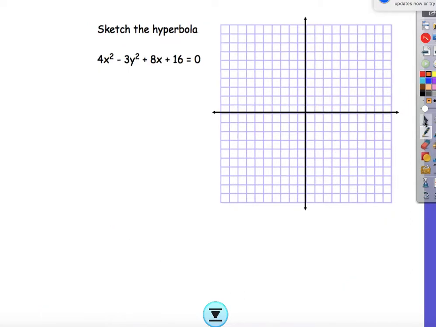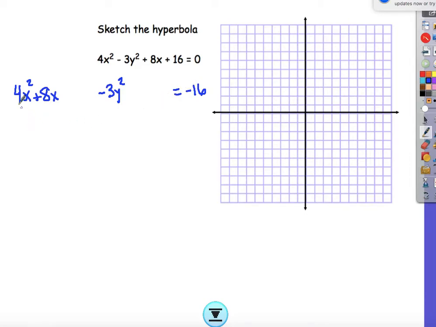And then here's our last one. This is the kind where we need to complete the square. So I want to group all my x's together. So 4x squared plus 8x. And I want to group the y's together. Negative 3y squared. Oh, there's no more y's. And then I'm going to move that constant 16 over to the other side.